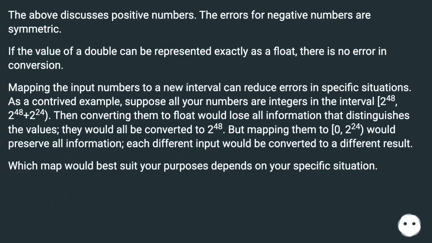The above discusses positive numbers. The errors for negative numbers are symmetric. If the value of a double can be represented exactly as a float, there is no error in conversion. Mapping the input numbers to a new interval can reduce errors in specific situations.